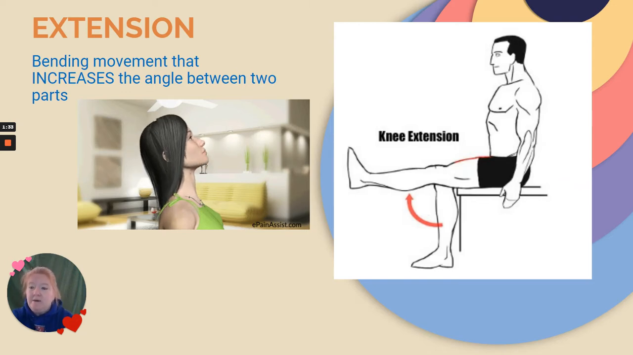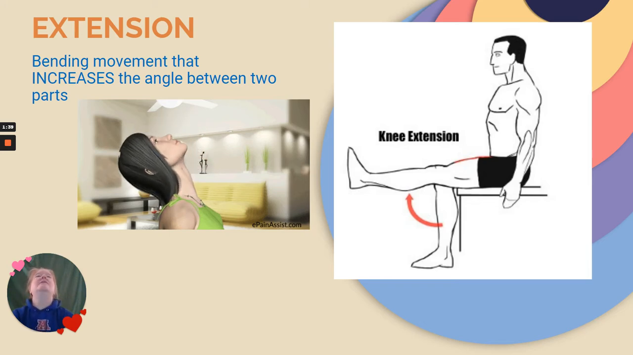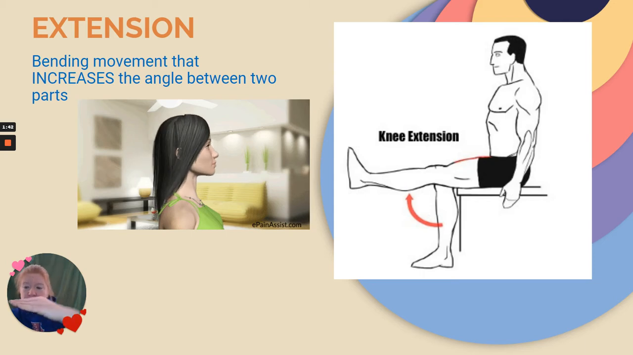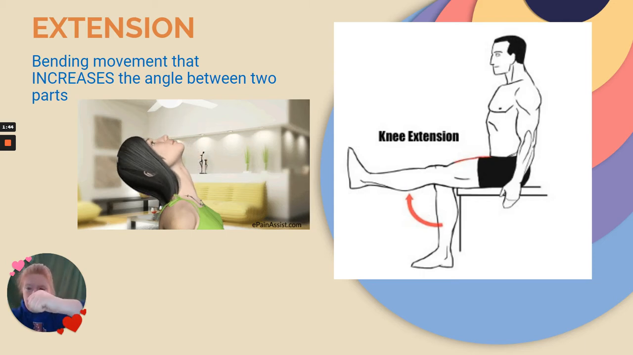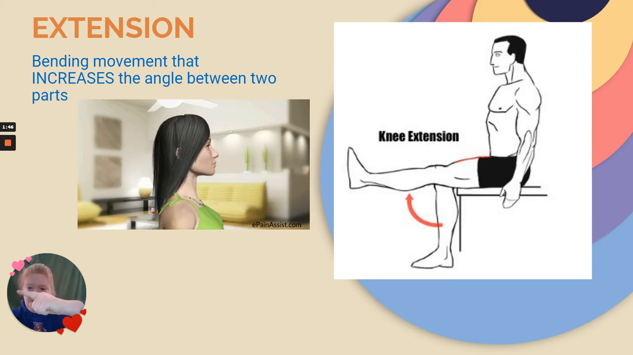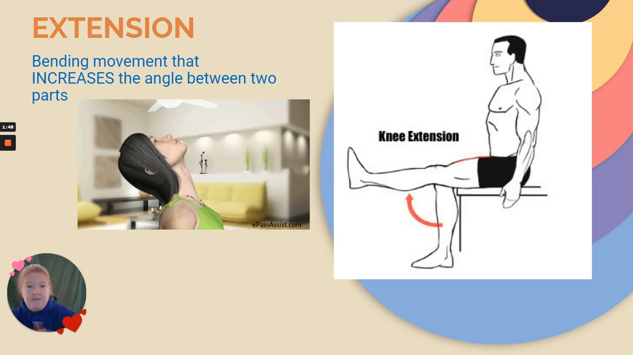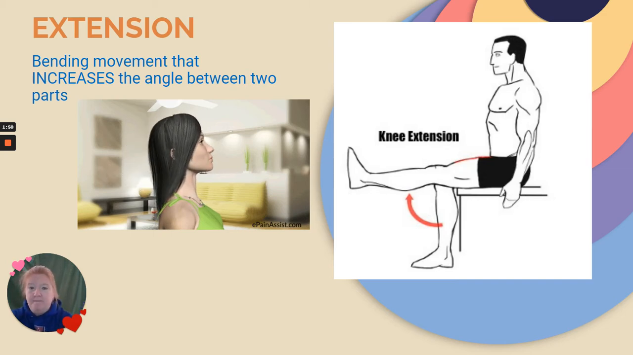Extension. It's movement that increases the angle between two parts. So I could do it like this. That's extension with your neck, but you could do it with your hand. So if I have my hand like this, this is extending the finger. So the same thing that you see happening with the knee.